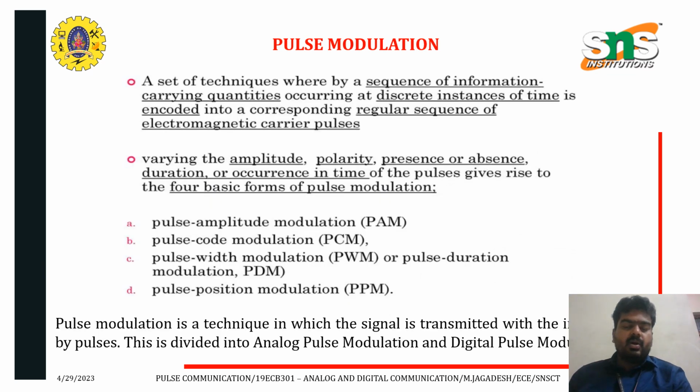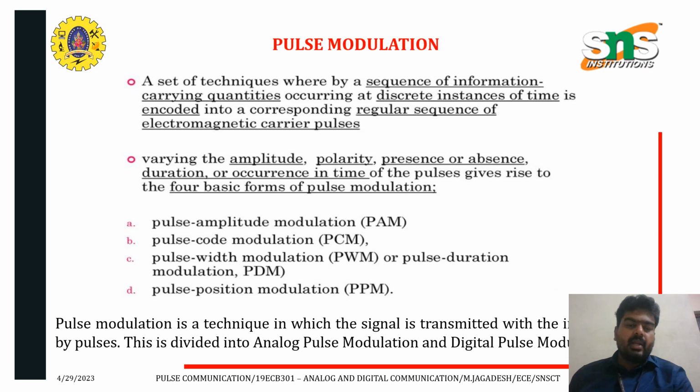Now let's start with pulse modulation. What is actually pulse modulation? The modulation process is common for continuous wave and pulse, where the carrier signal is used and the carrier will be modified according to the input signal. Here the input is a pulse. So according to the pulse input signal, the carrier signal will be varied. This is called pulse modulation.